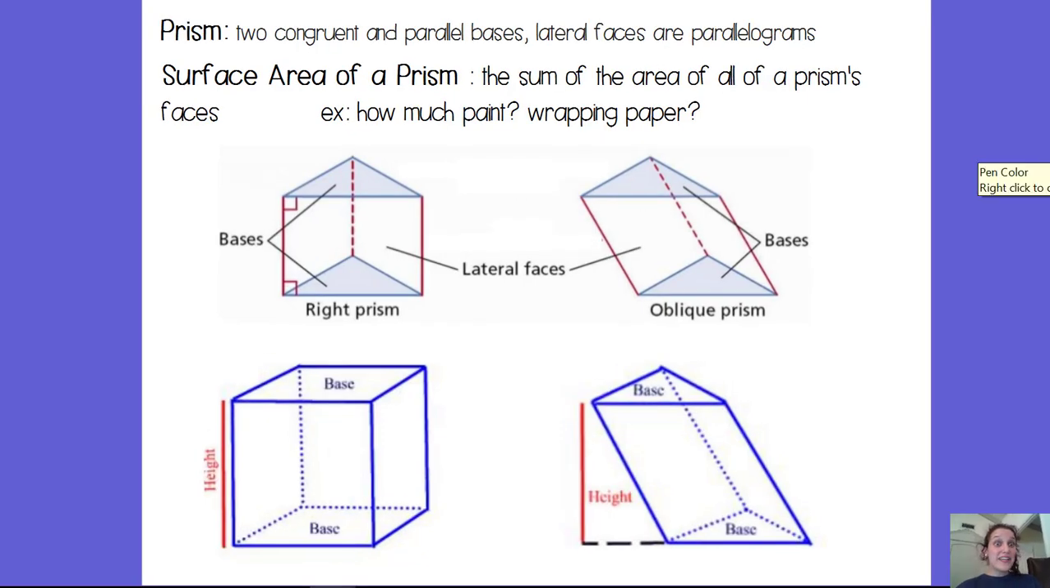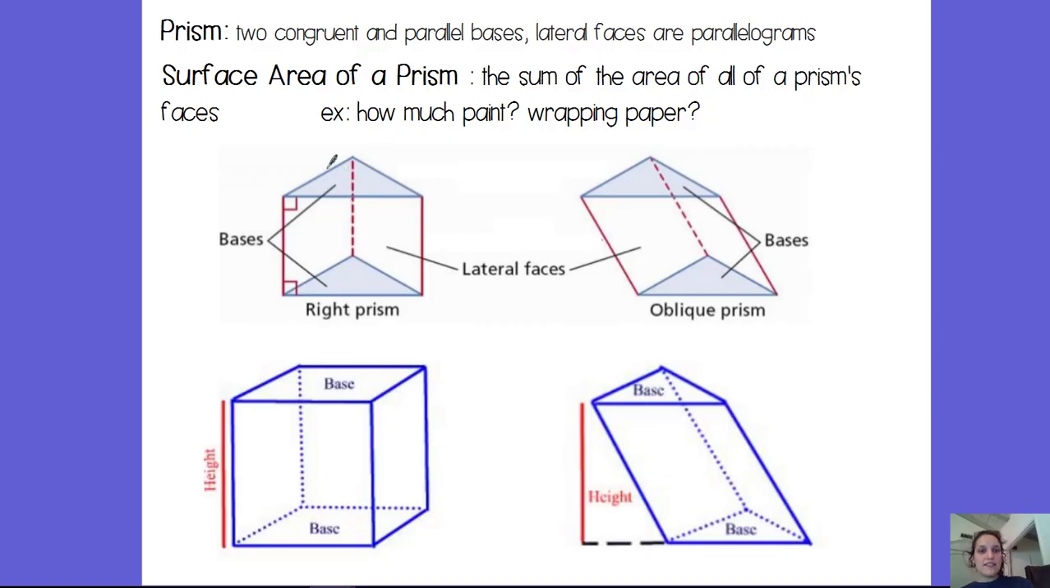Today we're talking about 3D figures. The first type of 3D figure we're going to talk about is a prism. So a prism has two bases. Those two bases are congruent and they're parallel, so they're never going to intersect. And then those two bases are connected by lateral faces. And in a prism, those lateral faces that connect the two bases are going to be parallelograms.